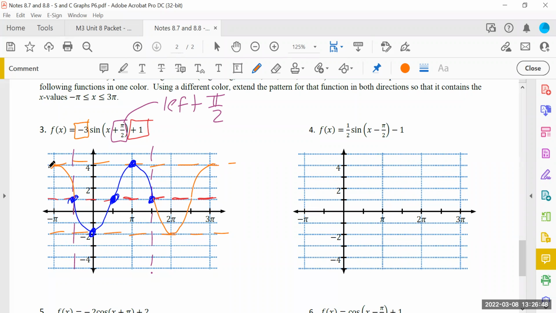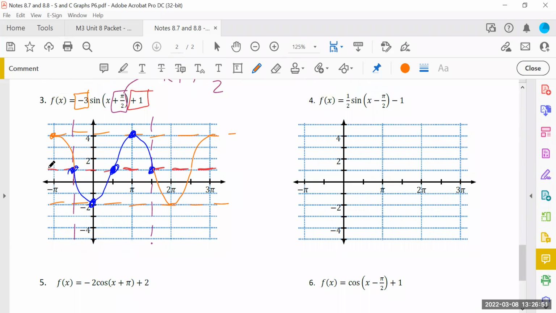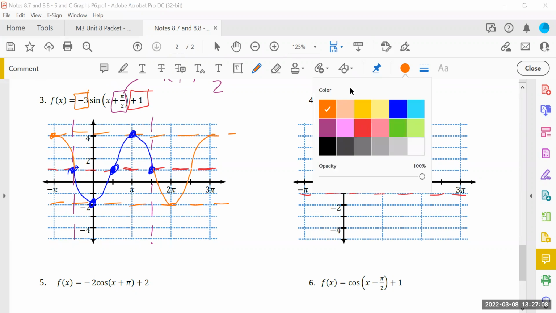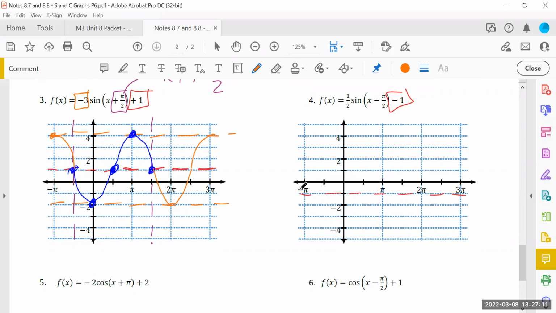Number 4, almost identical, right? So here, my equilibrium is at -1. So draw that line in. Here's -1. But now my amplitude is only 0.5, 1/2. So that means I'm going to go just a little bit in between here, 0 and -1. So half above and half a unit below. So our graph is going to be real squashed between those two lines. Right in between those. We're shifted left or right for this one?